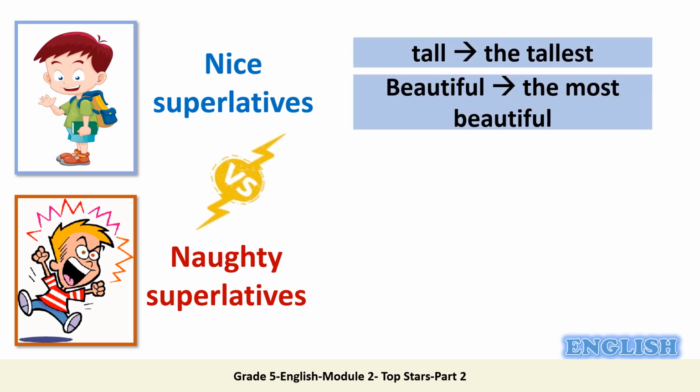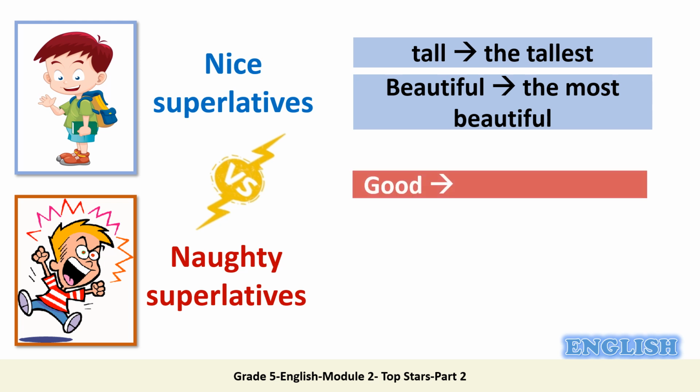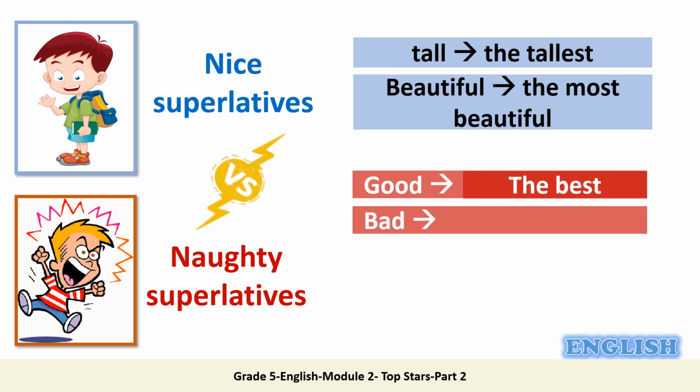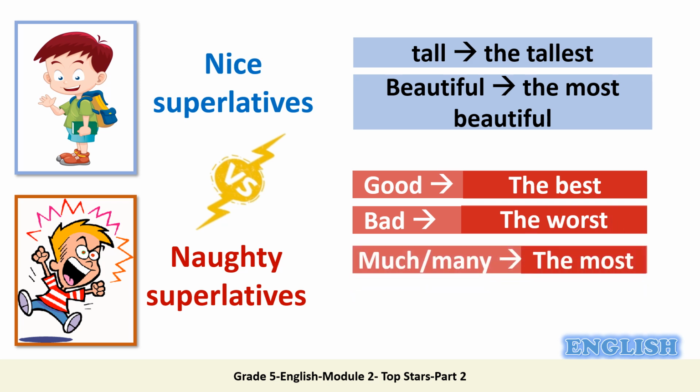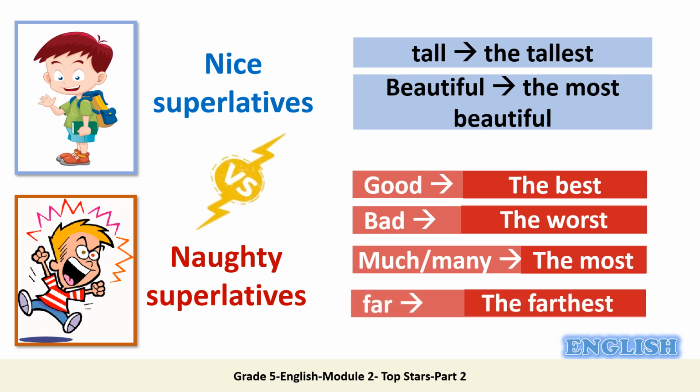These are 2 examples of nice superlatives. Tall will be the tallest, and beautiful will be the most beautiful. The naughty superlatives are the rule breakers. They change how they look completely. For example, the adjective good becomes the best, and the adjective bad becomes the worst. Much and many, the most, and far, the farthest.